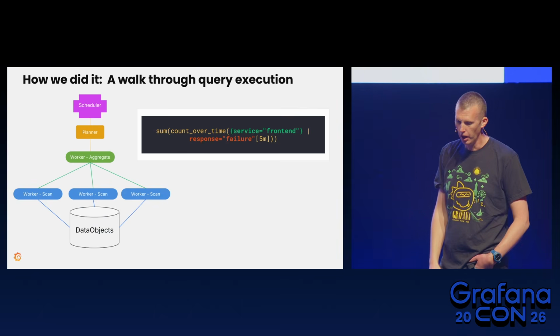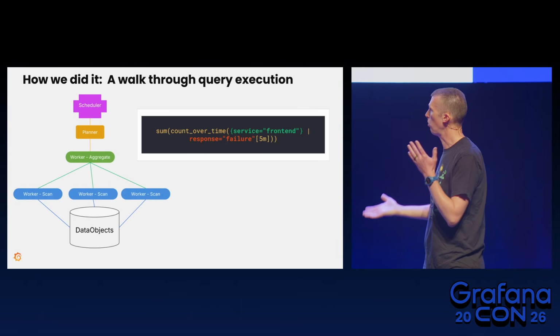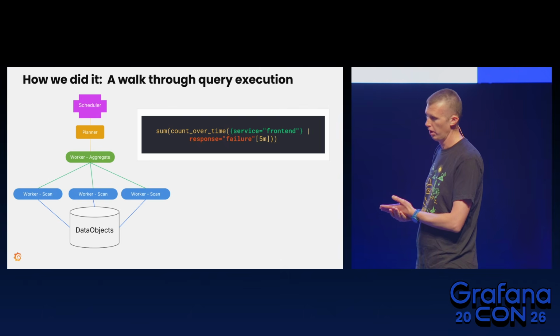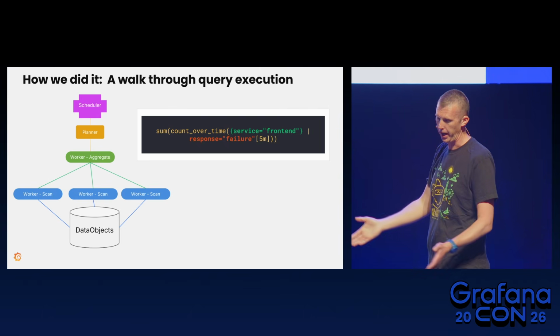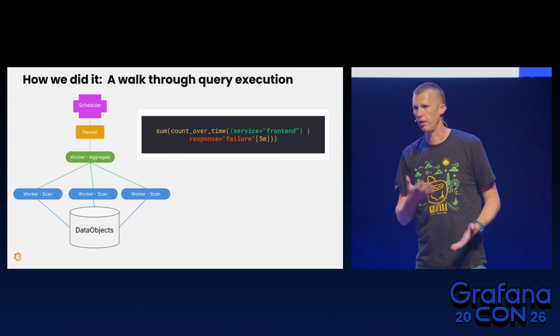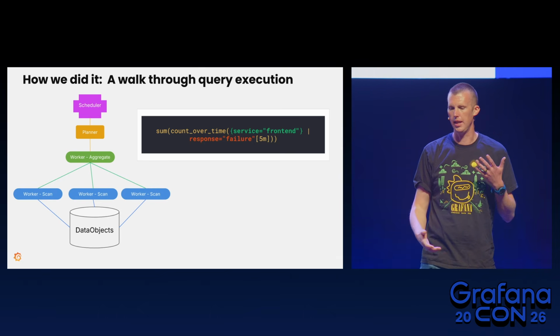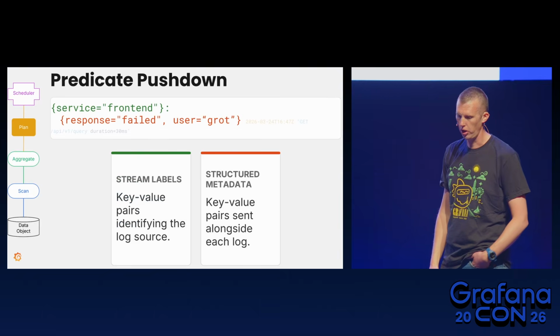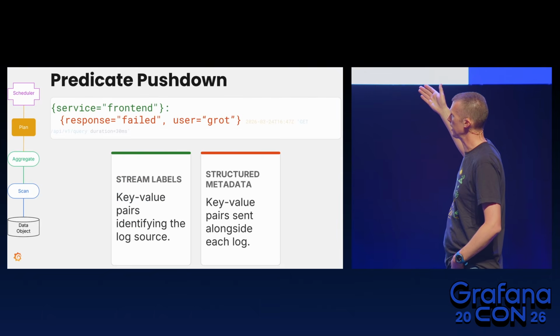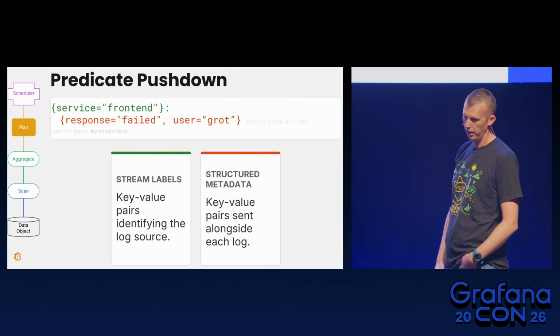Okay, so how do we do this? Let's walk through the new query engine using this query as an example, and we're going to show off how we achieve that 20x reduction in data and those 10x faster query executions. So the query comes in. The first thing we do, as I mentioned, is plan.